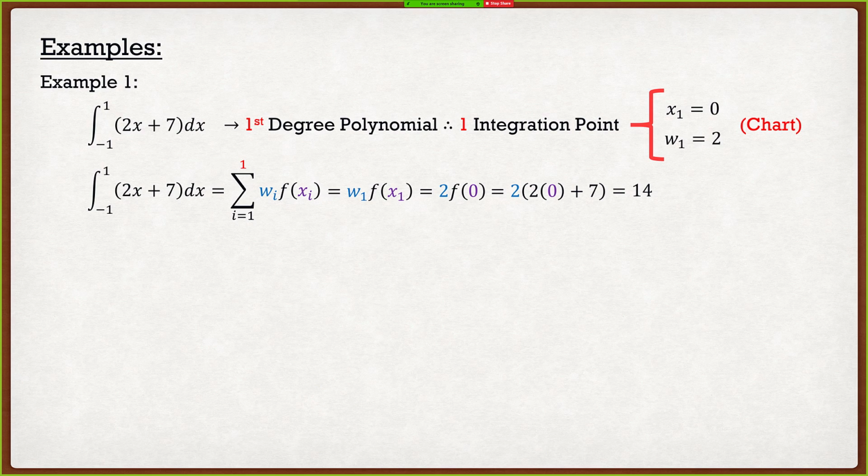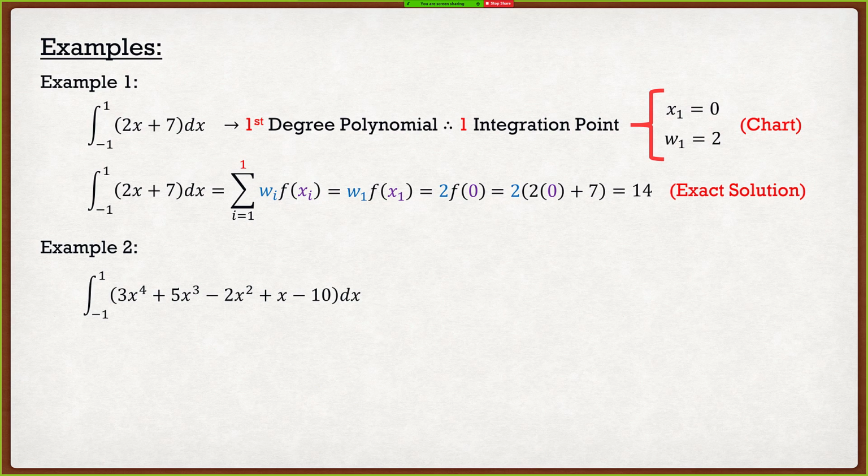Now, question for you guys, is that the exact answer? If I were to actually integrate this without doing any sort of Gauss integration, is that what I would get, 14? What do you guys think? Is this exact or is this an approximation? It's a good question. Exact, yes. This is the exact solution. So this wasn't an approximation. This was the exact answer.